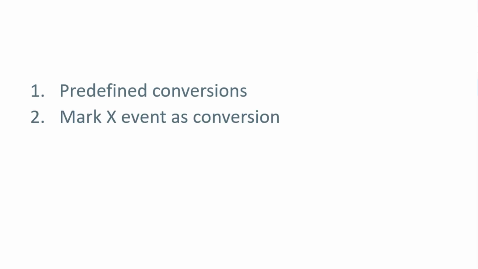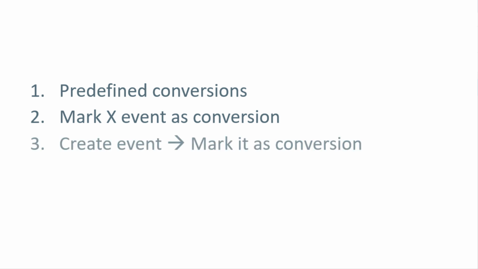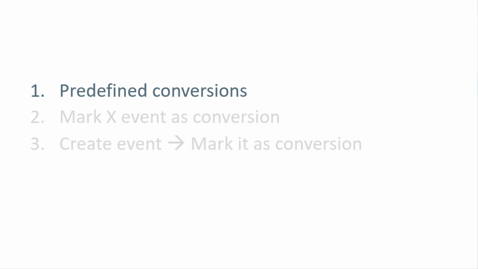In this video, I'm going to talk about 3 main topics. The first one is the predefined conversions, then how to mark certain events as a conversion, and then how to narrow down your events and make a conversion based on not only the name of the event, but also based on a parameter of the event. So first, let's start with the predefined conversions.